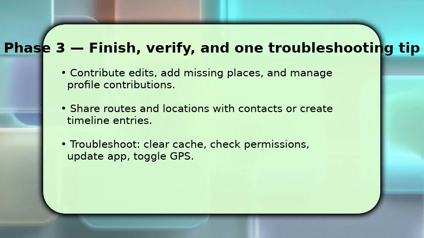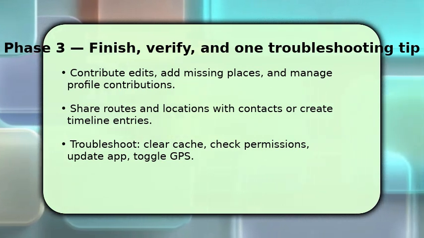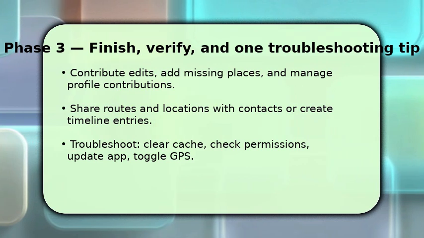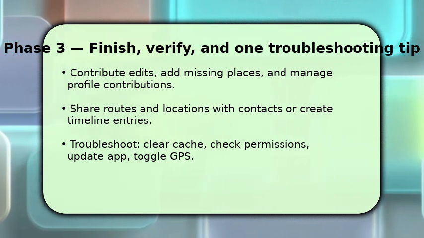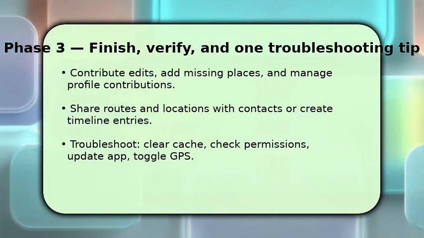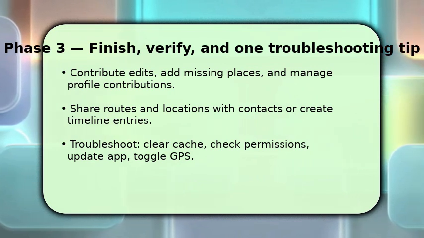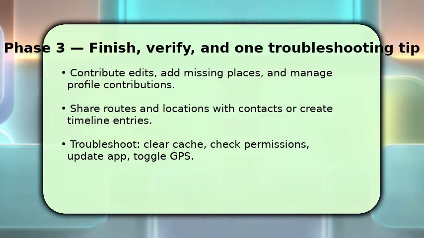If something breaks, troubleshoot. Clear the app cache, confirm location permissions, ensure the app is updated, and toggle GPS off then on. If offline maps fail, re-download the specific region. That usually fixes corrupted tiles.